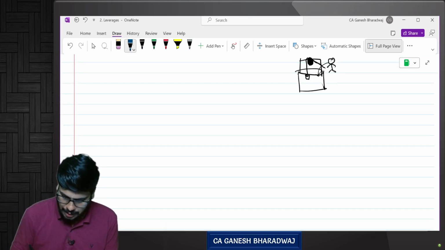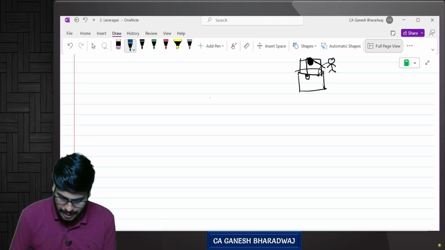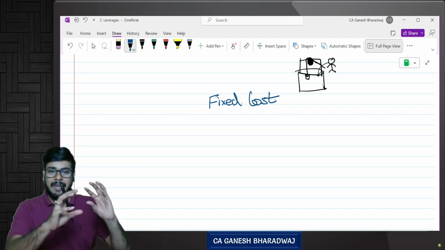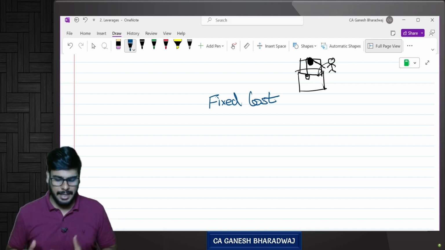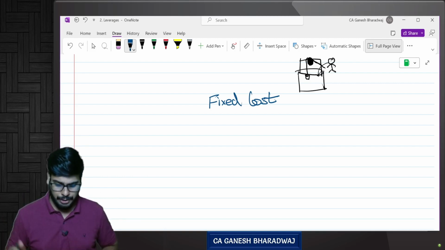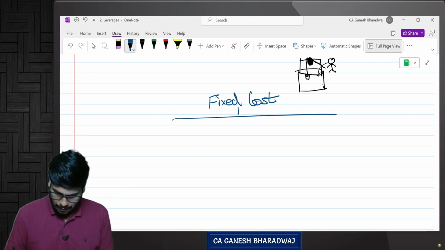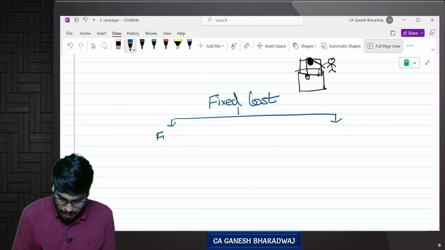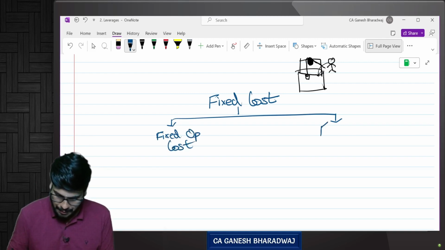Now, in a company, basically in any organization, fixed cost is of two types. Don't worry, I will connect all these things. First, understand a few things, and then I will connect all the dots. You need not worry. Fixed cost can be broadly classified into two: fixed operating cost and fixed financial cost.